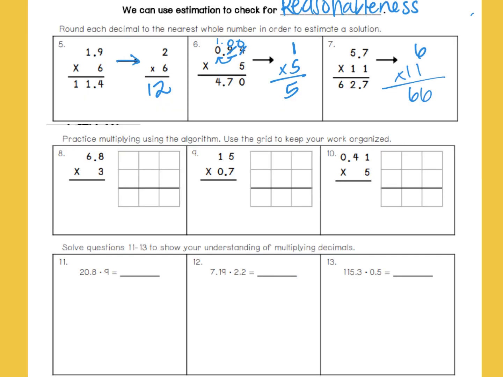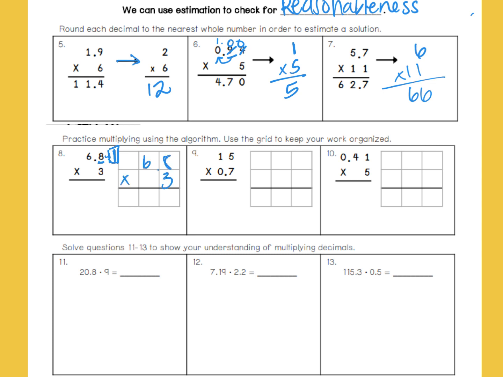And now we're going to practice multiplying using the algorithm. So in number 8, I have 6.8 times 3. The first thing I want to do is look at my numbers and figure out how many numbers I'm going to need after the decimal in my solution. So in 6.8 times 3, I have 1 number after this decimal. 3 has no decimal, so I'm only going to need 1 number after my decimal. So I have 6.8 times 3.